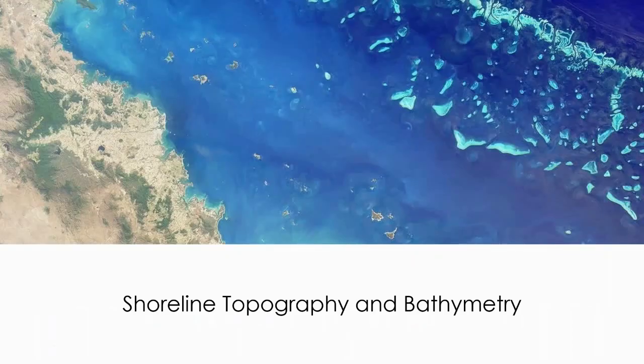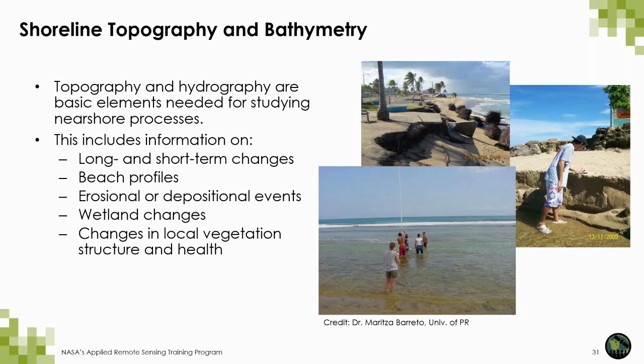Okay, now a little bit about shoreline topography, bathymetry, and some methods that are used for studying these. When studying shoreline processes, you need to take into consideration the topography and the hydrography of the study area, as many of these change drastically from place to place, as we have seen. Usually, it involves considering long-term versus short-term changes, how the beach, if there's a beach, changes through time, which type of events have occurred in the area in recent or historical times, and whether these have been more erosional or depositional events. And even if there's a wetland, how it behaves, the dominant groups of plants and their phenology, and how vegetation has been modified by atmospheric or geologic events.